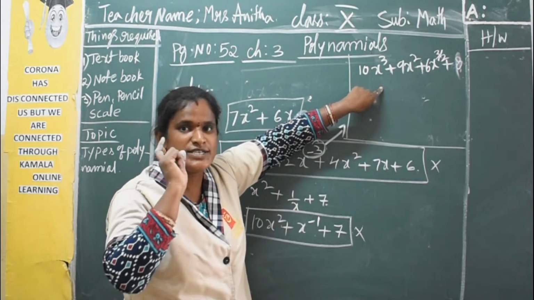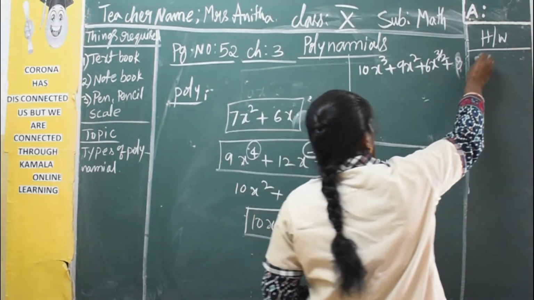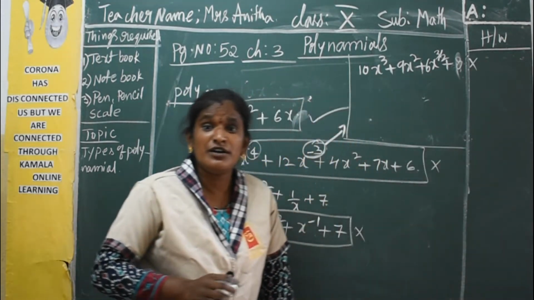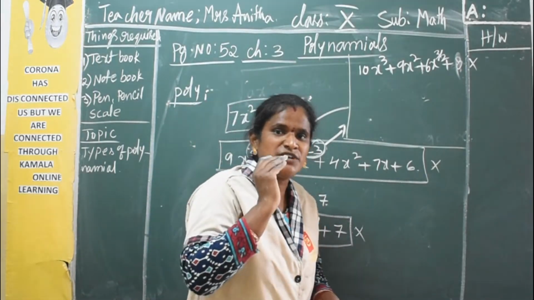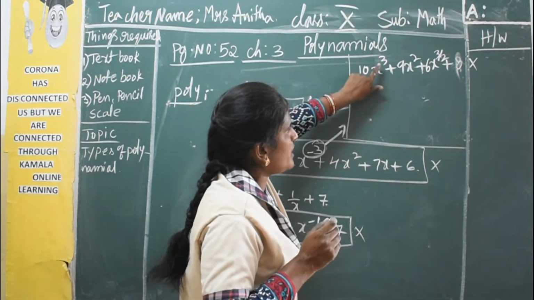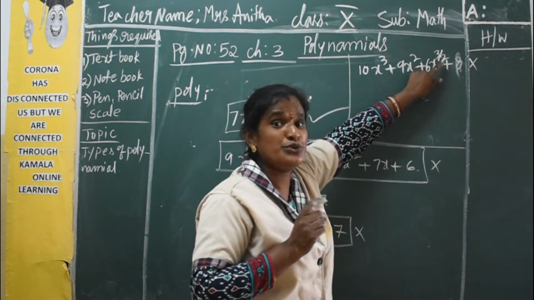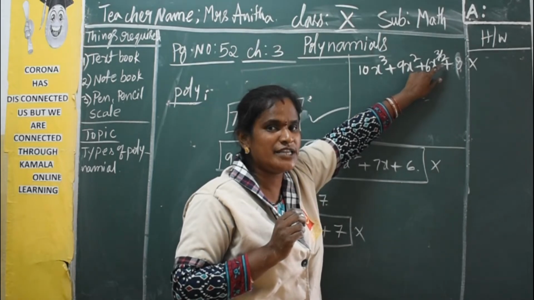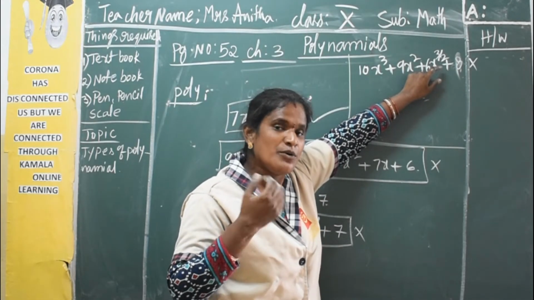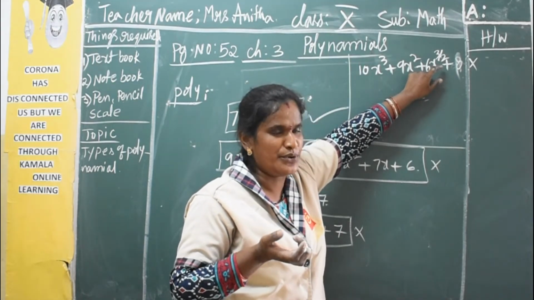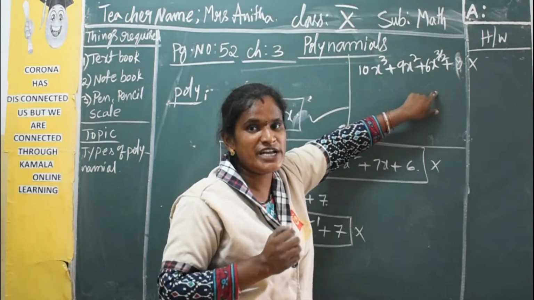No, definitely it is not a polynomial. Why is it not a polynomial? You have to observe only the powers of the variable. So the power of the variable here 3 is there, here 2 is there. But here 3 by 2. What does 3 by 2 represent, children? 3 by 2 represents a fraction. So is it a polynomial? No, definitely it is not free from the fractions.